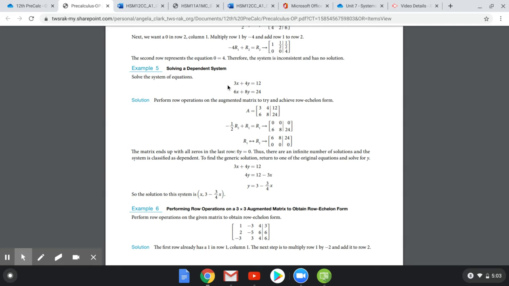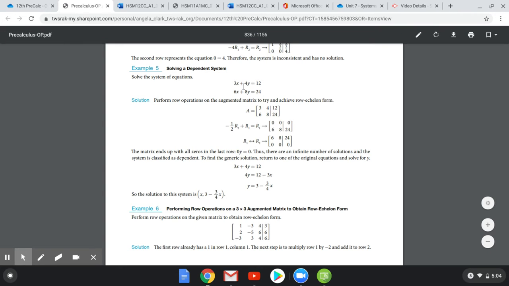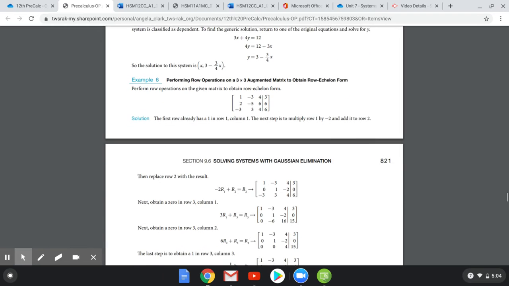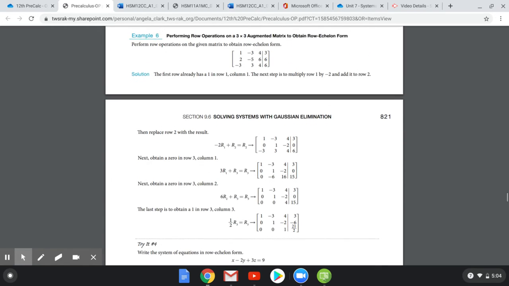And so that would have been clear to you, hopefully, that there were infinitely many solutions. So it's the same idea. If you end up with a row that's all zeros, that's going to be infinitely many solutions. Okay, let's look at a 3 by 3 example.